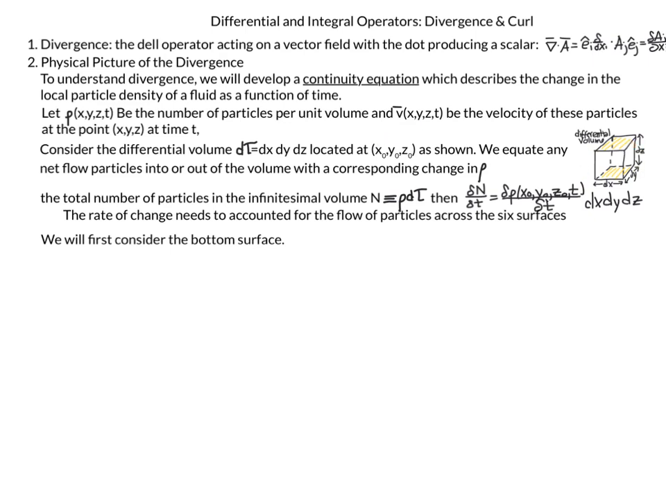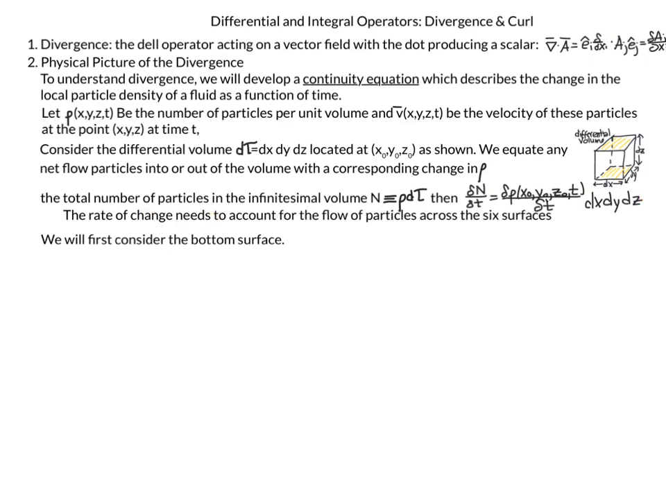And we're going to equate the net flow of particles into or out of the volume with the corresponding change in our density, our rho. So the total number of particles in the infinitesimal volume n, represented in this volume here, is equal to rho d tau. Then the change in n over time is equal to the change in rho with respect to time in this volume, dx, dy, dz.